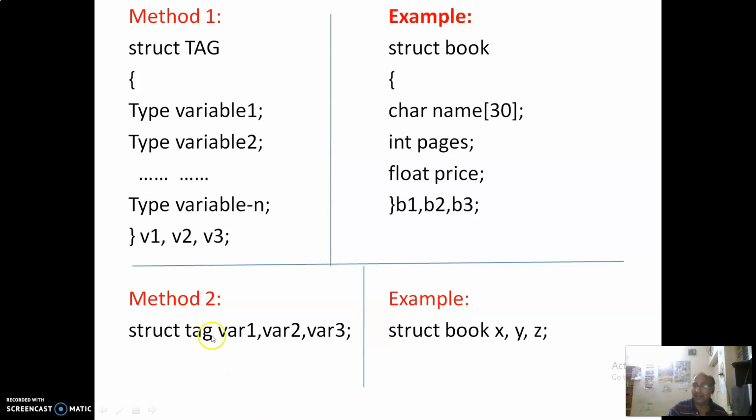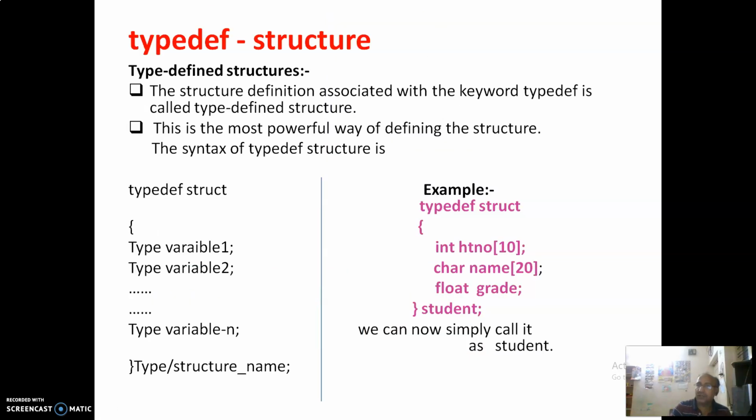The second method: struct tag var1, var2, var3. How do we use it? struct book x, y, z. Understood? Next one is typedef structure. Typedef structure: the structure definition associated with the keyword typedef is called a typedef structure. This is the most powerful way of defining a structure.